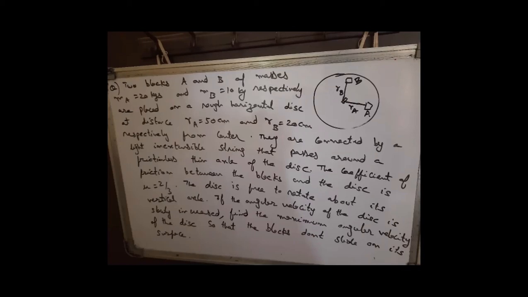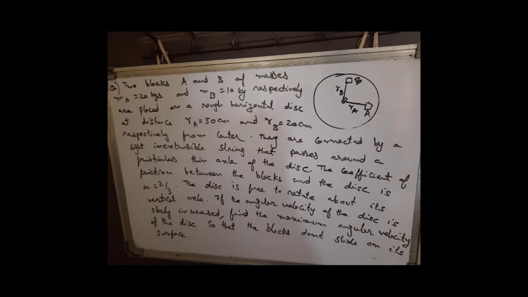Okay. That is maximum omega 5 by root 3. Yes, 5 by root 3. Okay. So what was your method? Sir, I assumed maximum friction at both bodies.